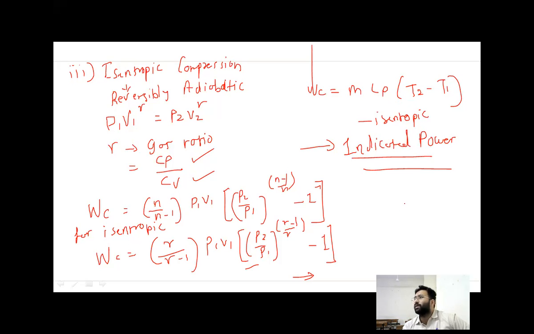So can you calculate? All the values are given in this problem. n is given. How much is n? 1.35 is given, right? Pressure is given as 1.013, the volume flow rate is given as 1 divided by 60, or 1 meter cube per minute. Both pressure values are given, n is given. So calculate the compressor work or indicated power.